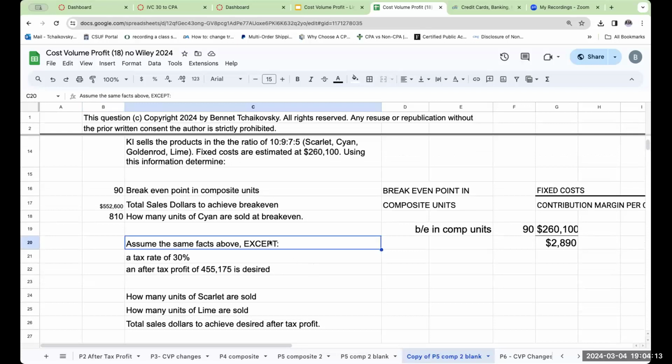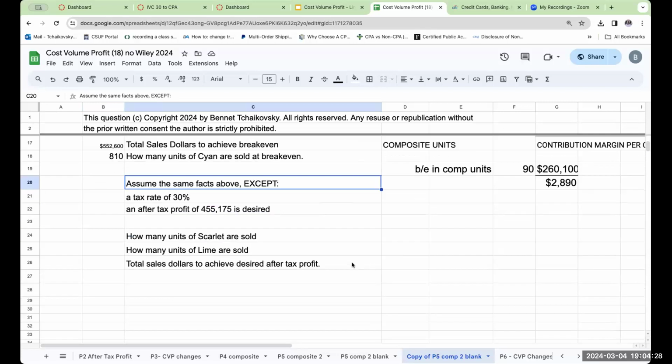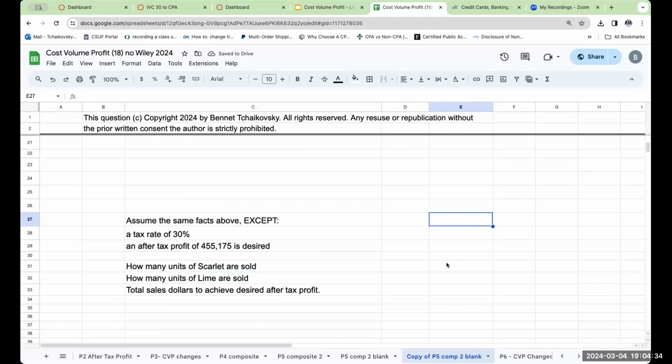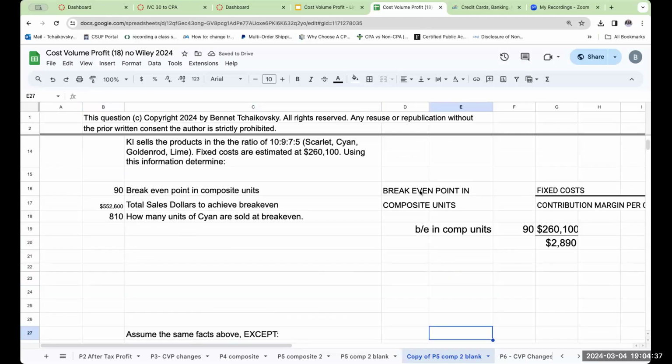The second part is a little bit of a challenging question. Assume the same facts above, except a tax rate of 30%, and an after-tax profit of $455,175 is desired. How many units of Scarlet are sold, how many units of Lime are sold, and what are the total sales dollars to achieve a desired after-tax profit?